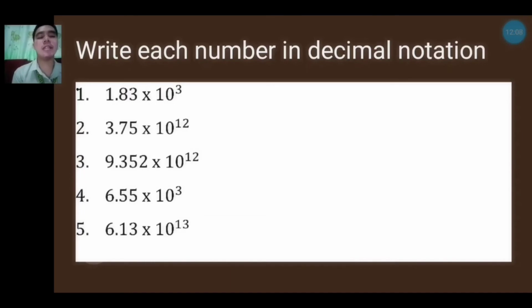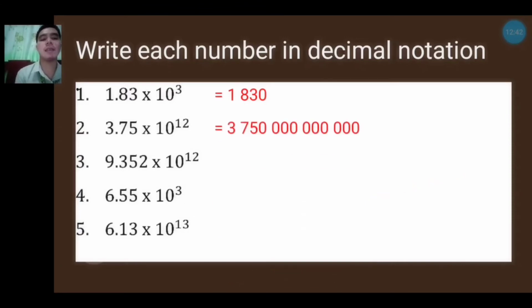Now write each number in decimal notation. So from scientific to decimal, it means that when the exponent is positive, we will move to the right, or when the exponent is negative, we will move to the left. So 1.83 times 10 raised to 3, we will move the decimal point 3 times to the right since it is positive. So 1, 2, 3, that is 1,830. For number 2, that is 3 trillion 750 billion.